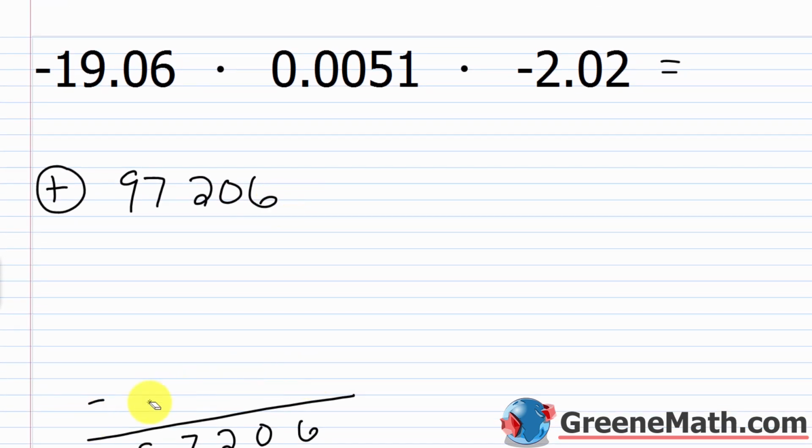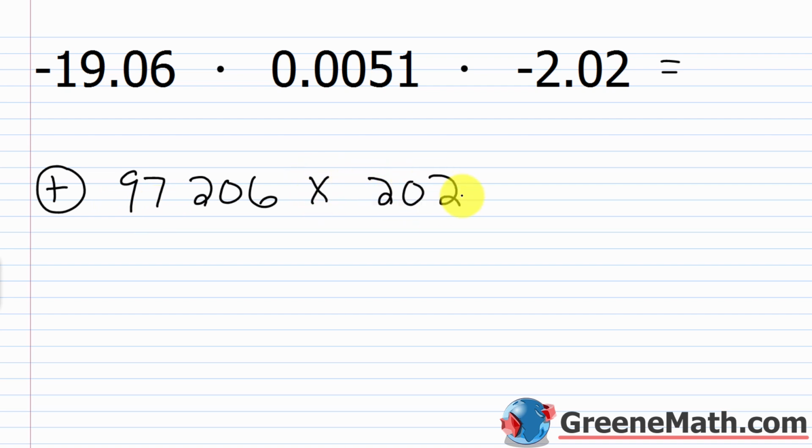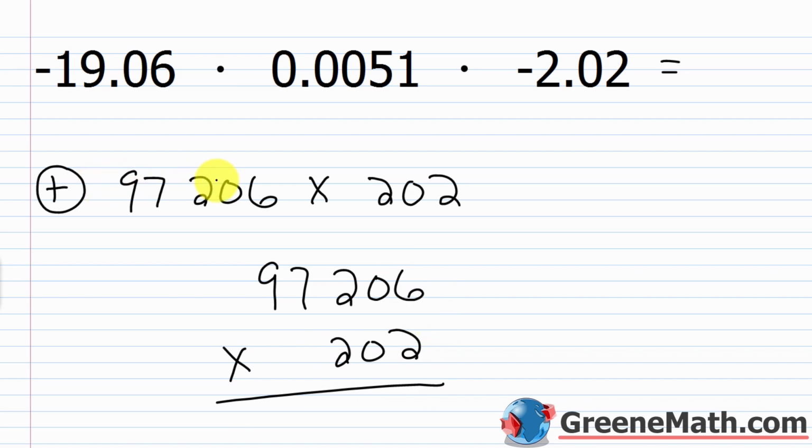Now, at this point, you can figure out where the decimal point would be based on these two right here, or you can keep going and multiply this number times this number here as if it was 202. Now, both ways will work. I think it's a little faster if we just figure out where the decimal point is going to be in the end. So let's go ahead and do that. So I'm going to think that I have 97,206 times 202 for right now. And once we figure this out, we're going to put our answer here. We're going to go back and figure out where the decimal point should be.